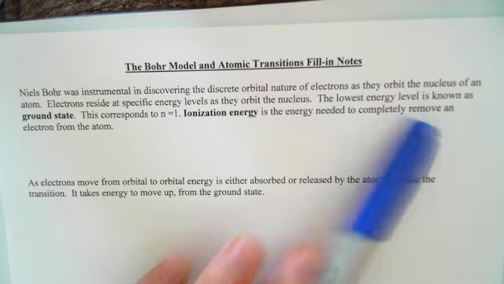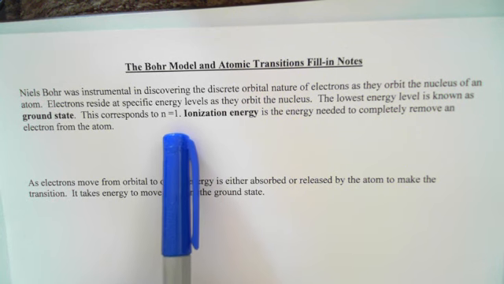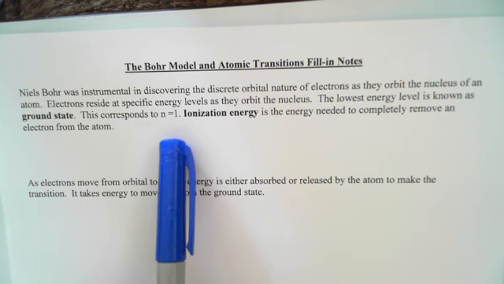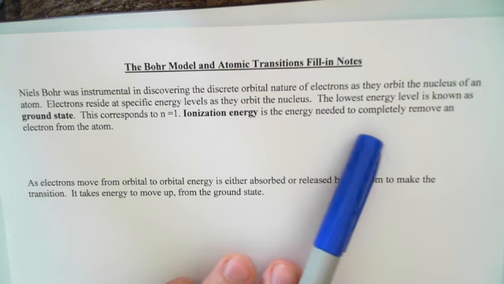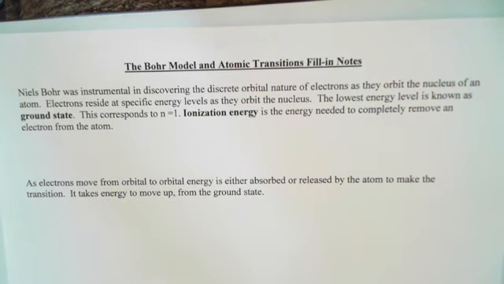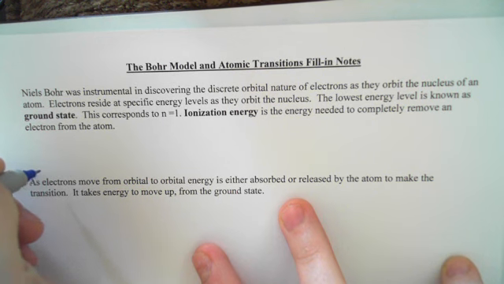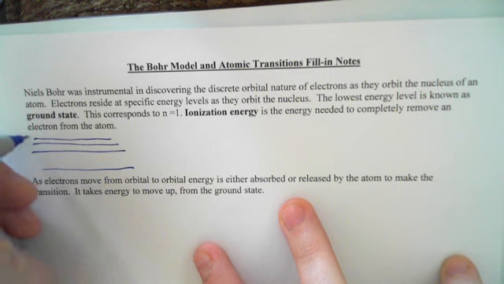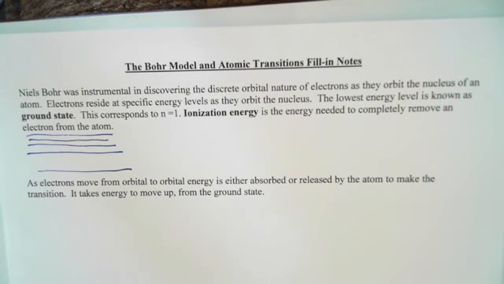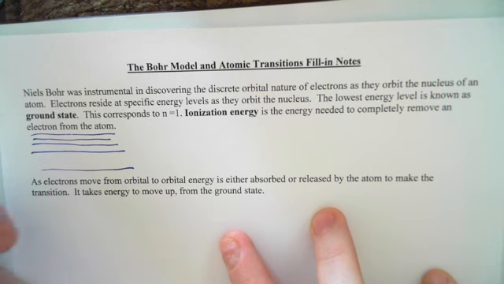So electrons reside at specific energy levels as they orbit the nucleus. The lowest energy level is known as the ground state. This corresponds to an n value equal to 1, and that's just the label that you put on that orbital. The ionization energy is the energy needed to completely remove an electron from the atom. Usually the way we denote this is with a series of lines that represent the orbitals, and they get closer and closer together. It depends on the atom how many you're going to have, whether it's hydrogen or helium or whatever.